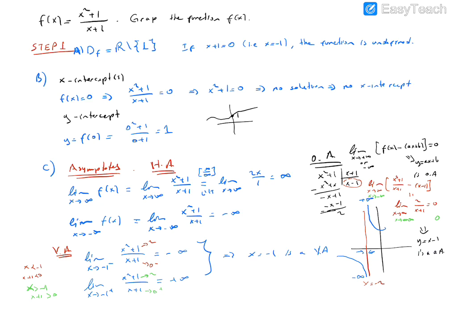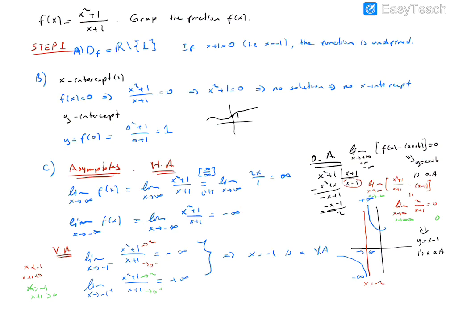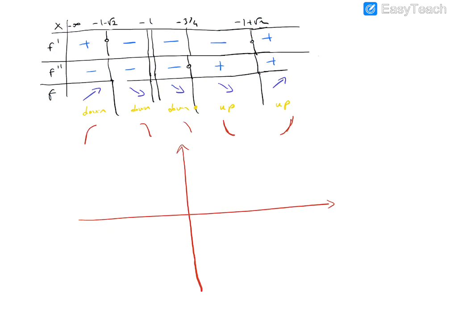So on the graph, let's show that oblique asymptote. And also we have the vertical asymptote, x equals minus 1. Okay, let's show all of our asymptotes. x equals minus 1 is the vertical asymptote. y equals x minus 1. For x equals 0, y equals minus 1. For y equals 0, x equals 1. So this line is our oblique asymptote.